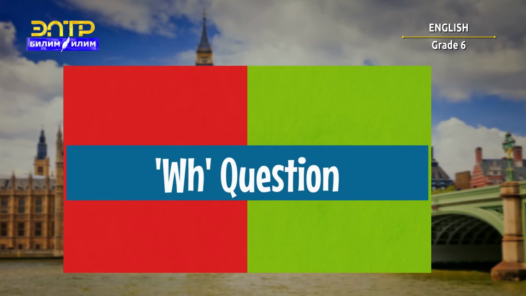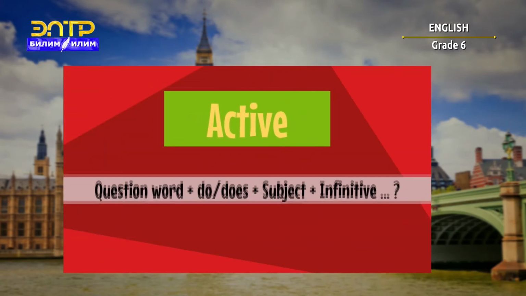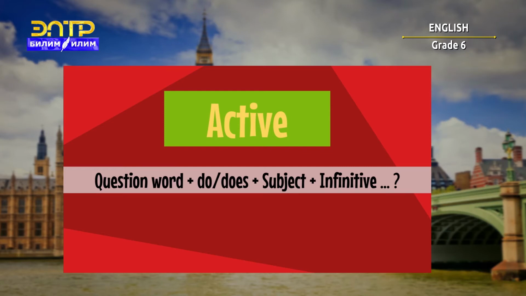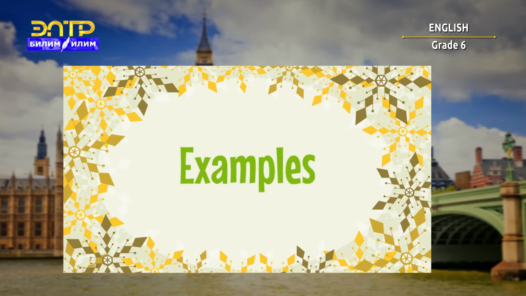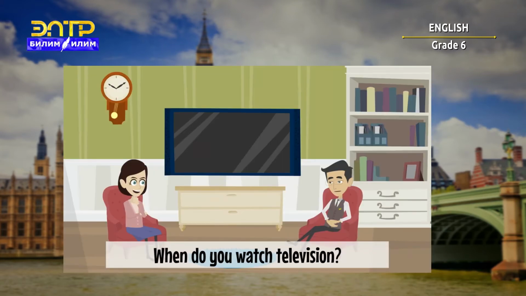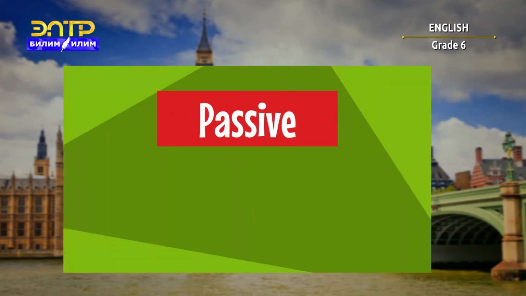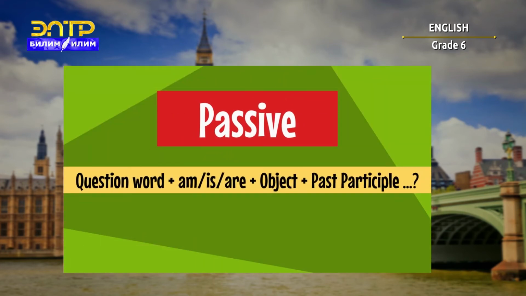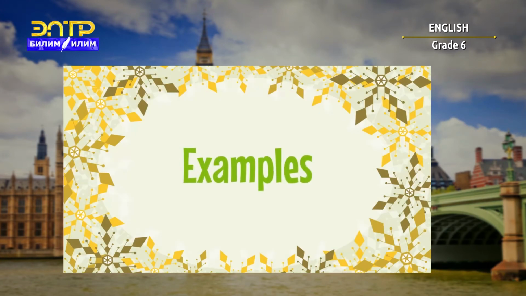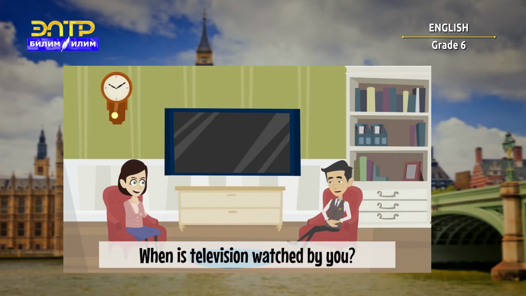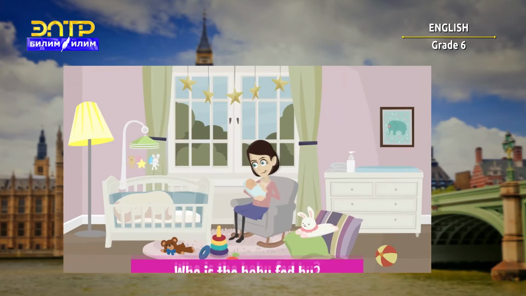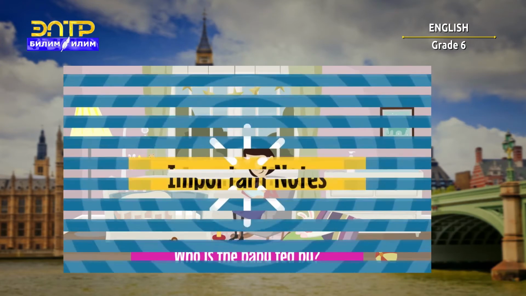WH question. Active: question word plus do, does plus subject plus infinitive. Examples: when do you watch television? Who feeds the baby? Passive: question word plus am, is, are plus object plus past participle. Examples: when is television watched by you? Who is the baby fed by?